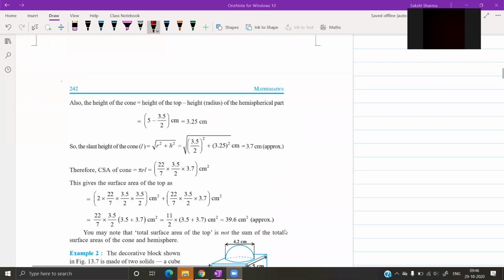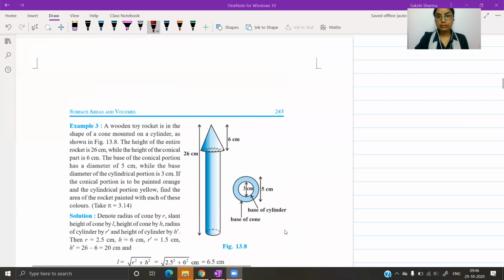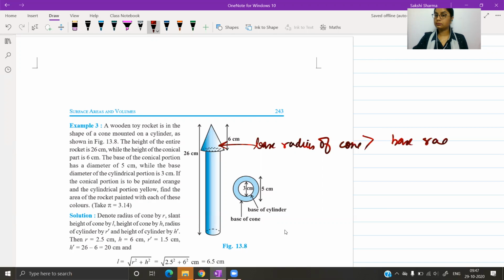There is one more case. I would like to show you this example over here, like this one. Example number 3, where there is a cone on the top and the bottom is a cylinder. It's not necessary that the sizes will match exactly. As for this case, the base radius of the conical part is bigger than the radius of the cylindrical part. So that is also a possibility.